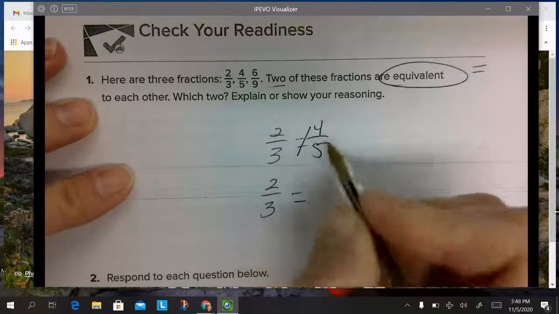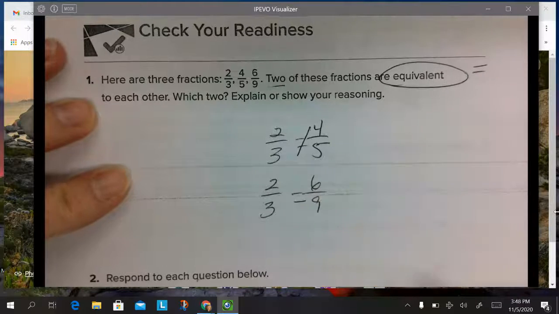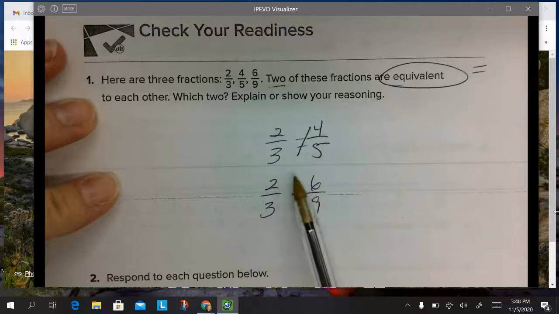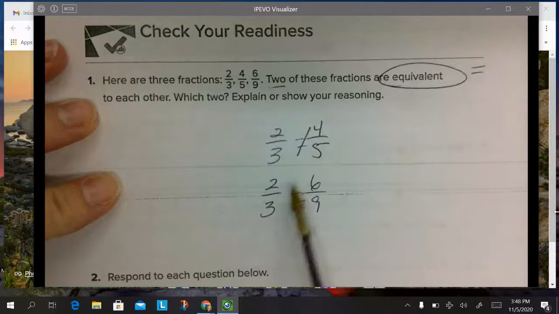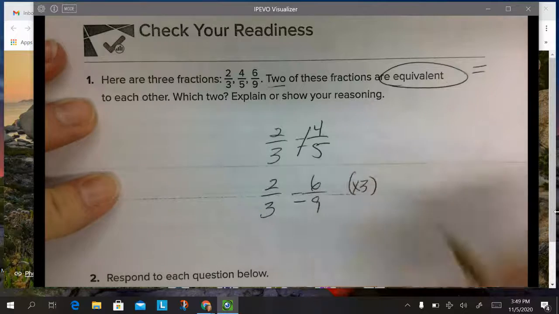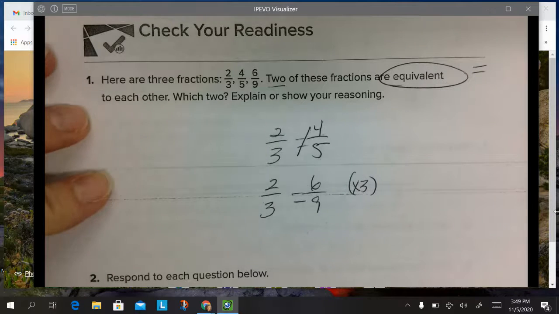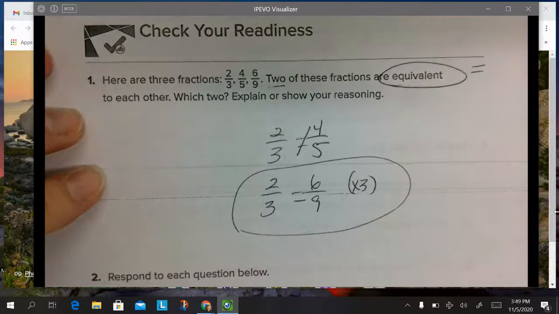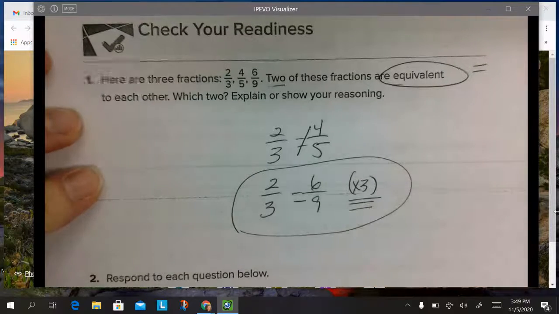2/3, is it equal to 6/9? Well, let's see if this is equal. 2 times something is 6. Well, 2 times 3 is 6. 3 times 3 is 9. Yeah, they increase this by multiplying it by 3 or tripling it. Okay, so these 2 are the ones that are equivalent. And you know that because they times it by 3.